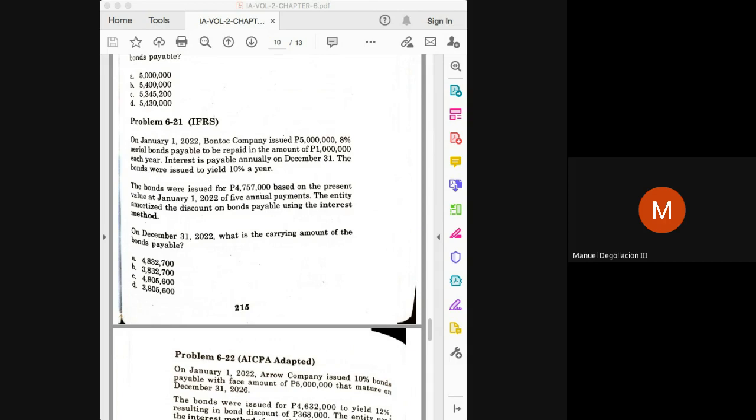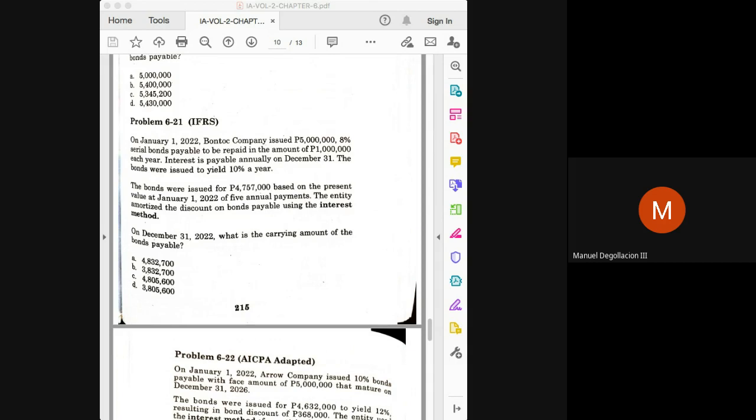How much is the interest payment here? The previous balance was 5 million and the stated rate is 8%. Okay, so 8% of 5 million, you will have 400,000. Okay, but in this case, class, I want you to add the principal payment of 1 million with our interest payment of 400,000. How did we get the 400,000 interest payment? That's the balance of 5 million multiplied by 8%.